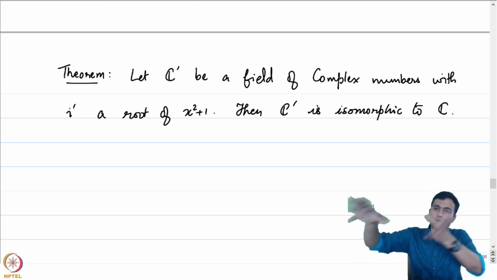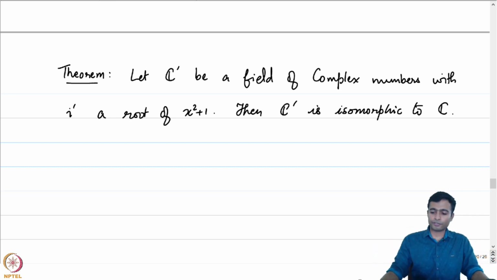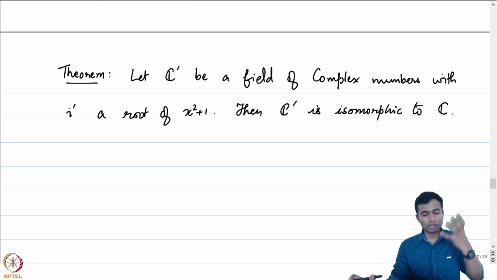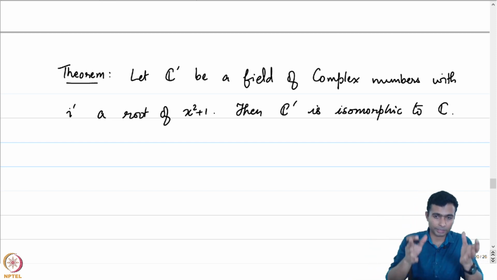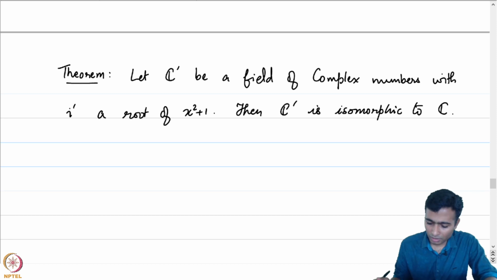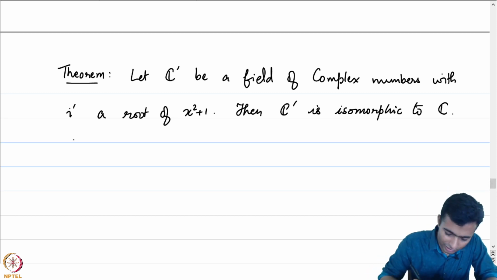So whichever field of complex numbers you choose to take doesn't matter. You will eventually end up with an algebraic object which is isomorphic to the field of complex numbers which we have just constructed. But that's quite straightforward. Let's just quickly look at the proof.